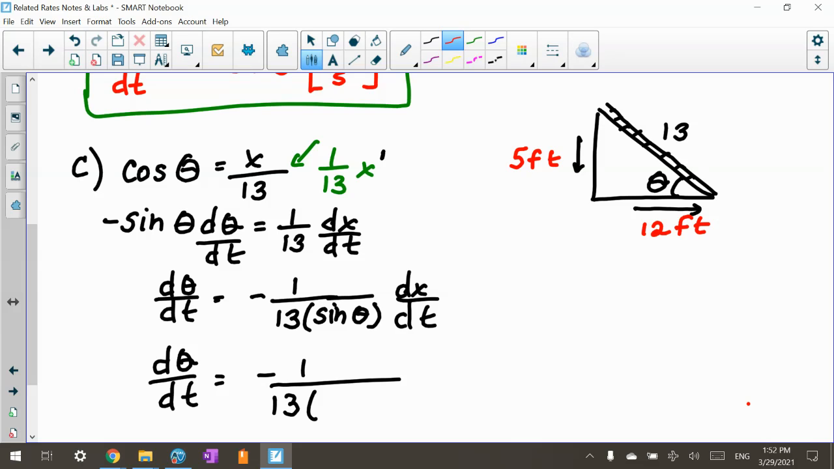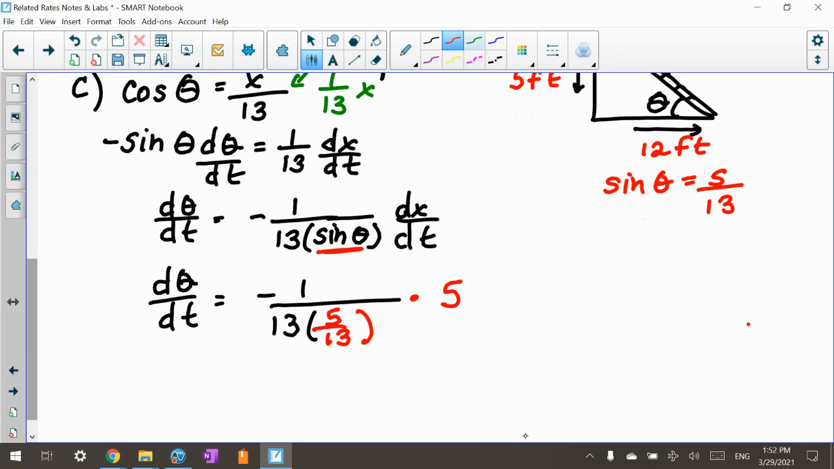Well, at the moment, what is sine at that moment? What is the sine of the angle? Okay. Well, sine of theta is opposite over hypotenuse. Okay. So in this whole spot, because I don't care if I have the angle, but I know the sine of it is 5 over 13, I'm going to plug in 5 over 13 right in that spot. And I know dx/dt because we already found that out before, and dx/dt was 5 feet per second. So we have everything we need.